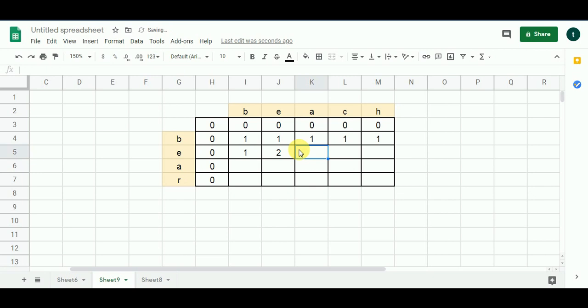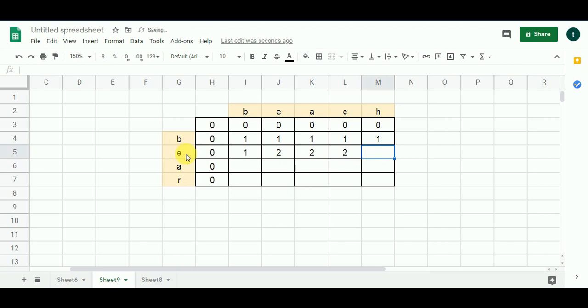Let's compare E with A. They do not match, so I'm going to take the maximum value. It's going to come out as 2. Over here, E doesn't match with C, so it is again the game of finding the maximum value out of these two cells, and it is going to be 2.